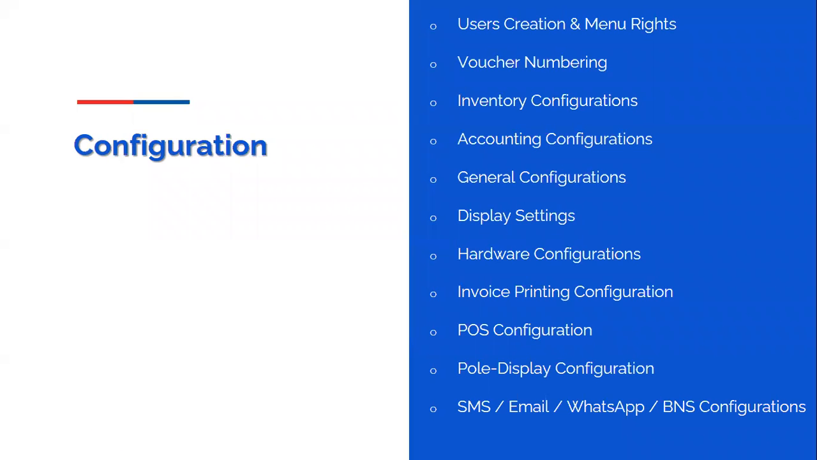Configuration. In the configuration part, you have to create the users. For example, if you have 5 computers, you have to create 5 users. Also, you have to give menu rights to each and every user, because they are sub users. They don't need all rights in your software. The owner will have the admin rights. He is the super user.